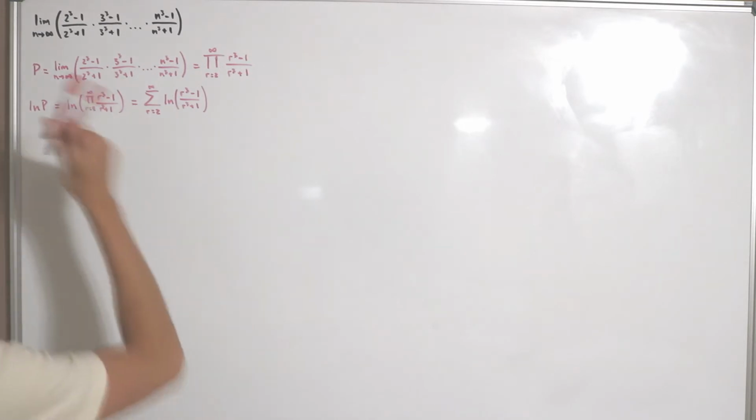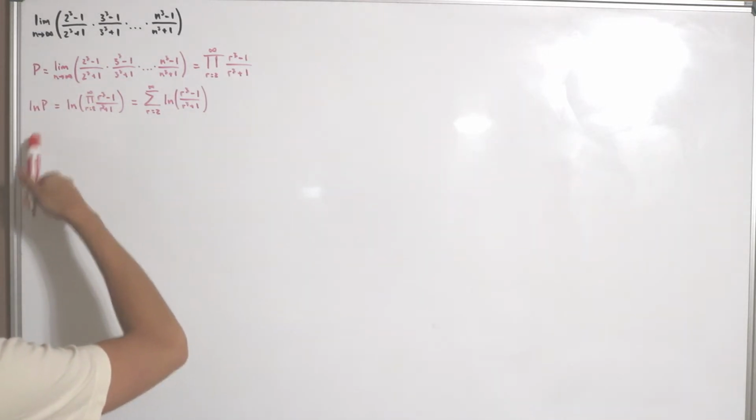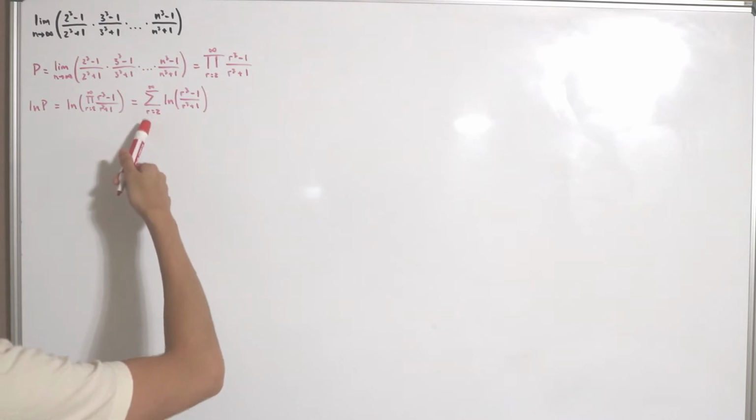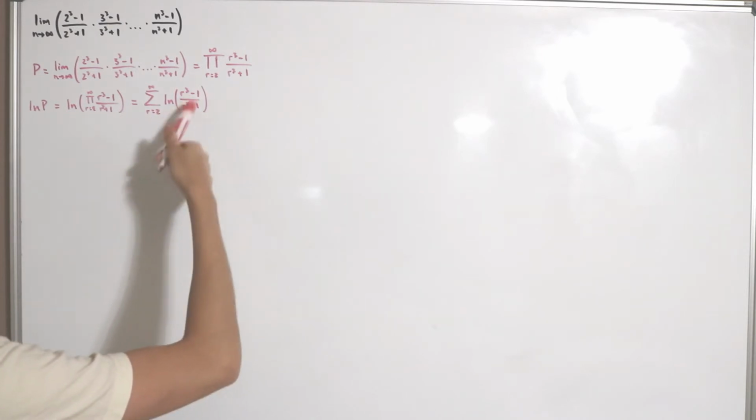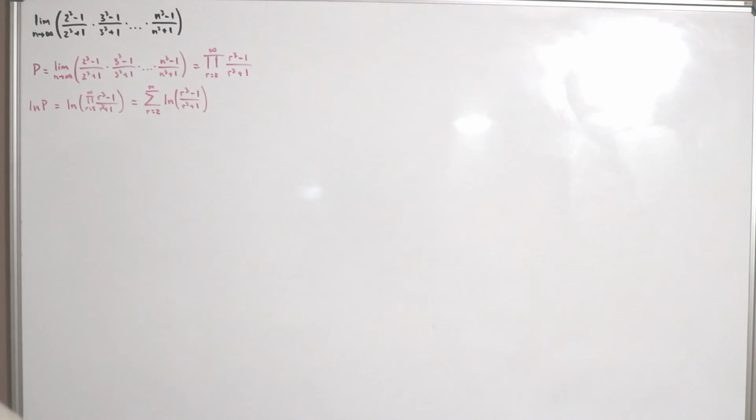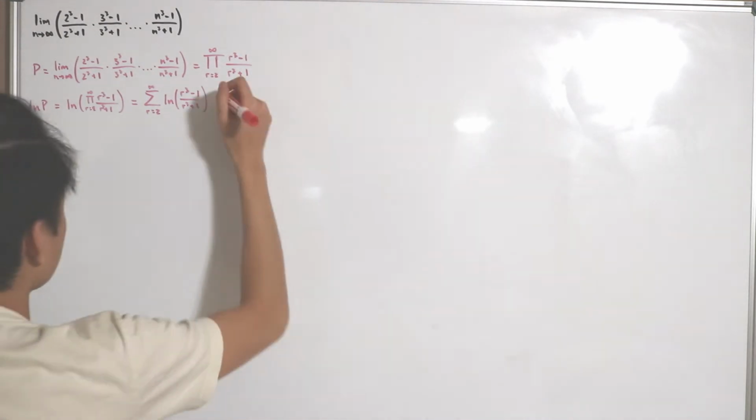So this converges to ln of P, where it can also be rewritten as the summation of the natural log of our rational function in particular. Okay, so far so good.